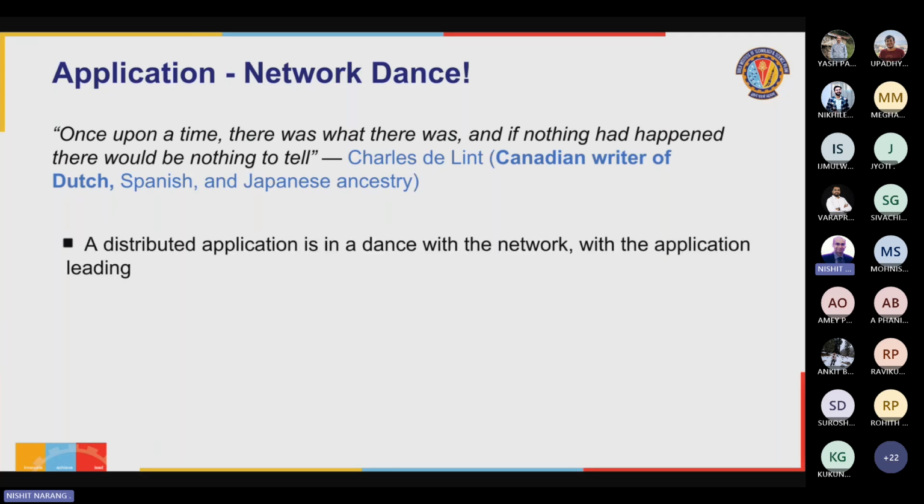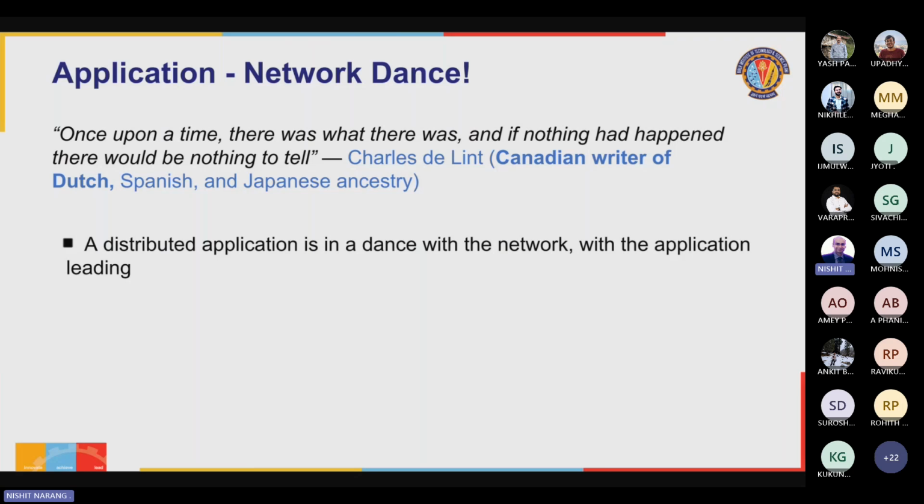Right? Okay, the first part of this slide is just a reason, because I'm sure you would be feeling, why am I telling you this story? It's actually a story. But then this writer of Canadian descent, Charles Flint, he said, once upon a time, there was what there was. And if nothing would have happened, we would not have a story to tell. That holds very, very true for the application network dance.